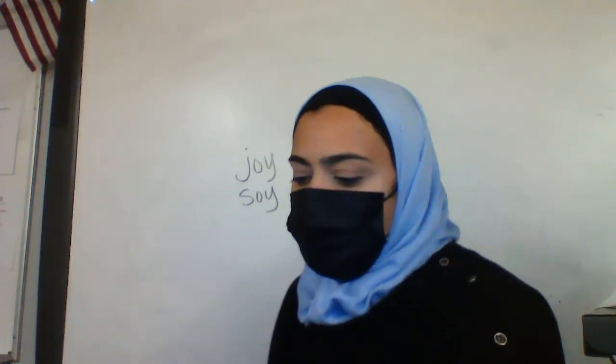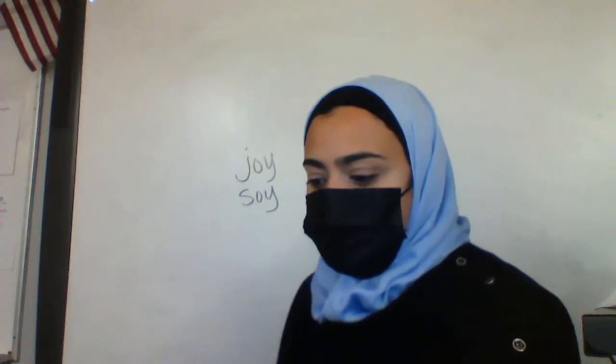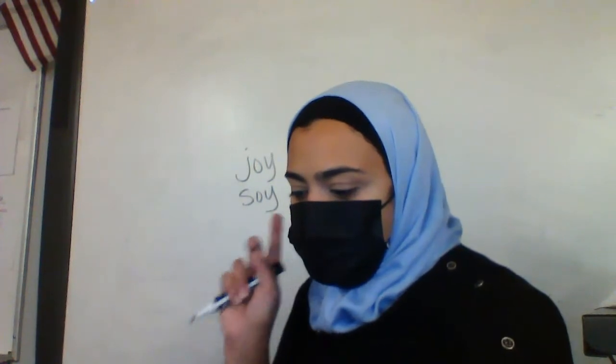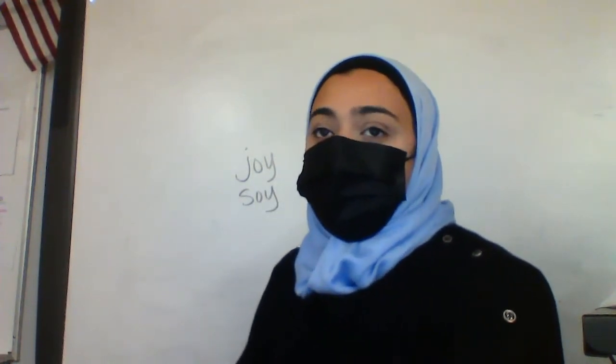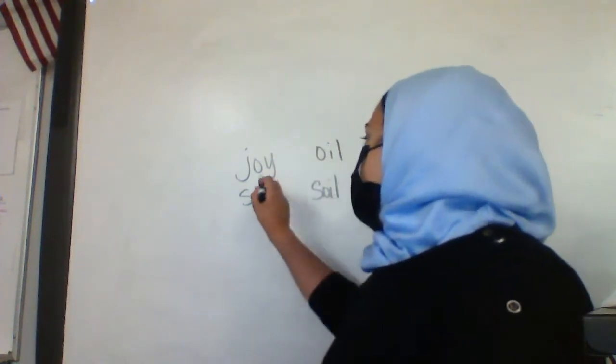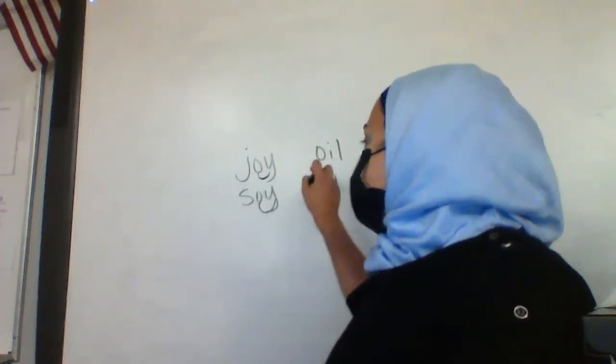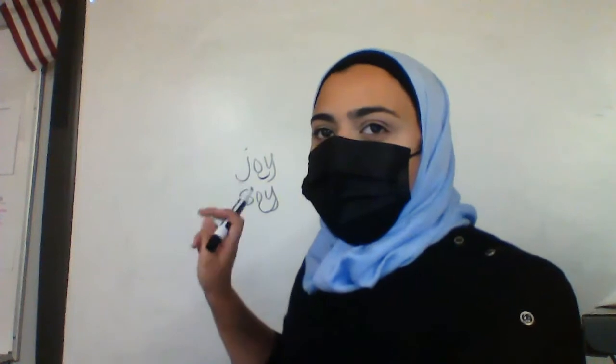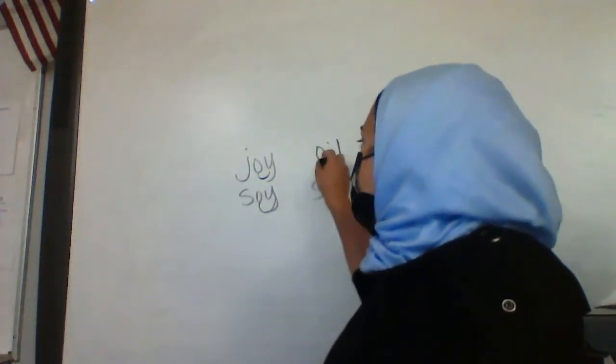That's right. O-I and O-Y are diphthongs because they both have two vowel sounds that go together so fast they sound like one syllable. Do you hear the two vowel sounds in oy? Okay. How do we code digraphs? You underline digraphs. And diphthongs, we code with arcs. Very good.